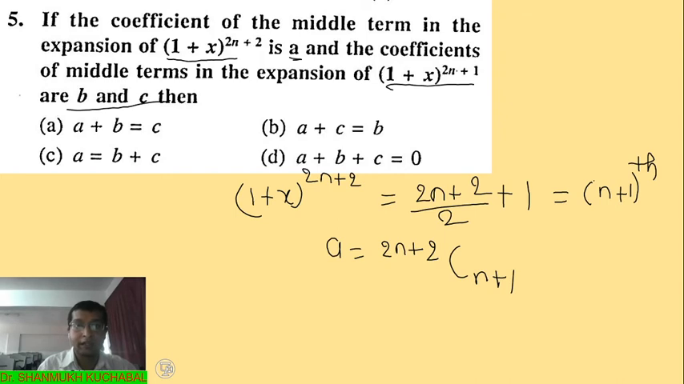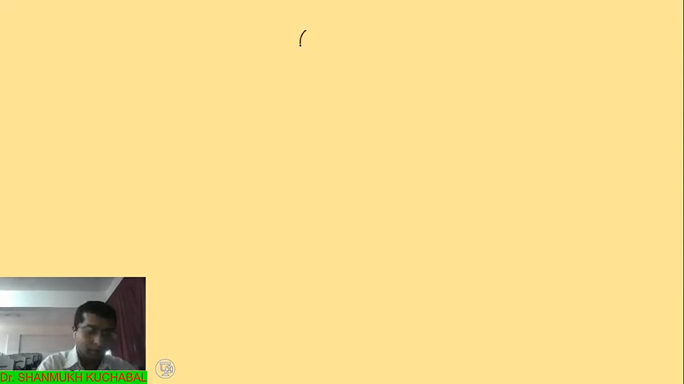Next, the odd case we have to calculate, that is the middle terms of (1 plus x) raised to 2n plus 1.